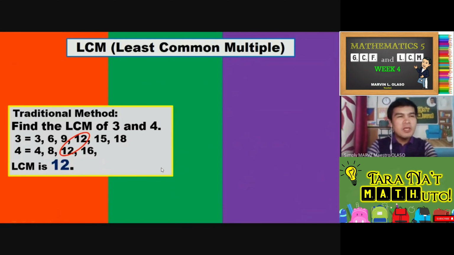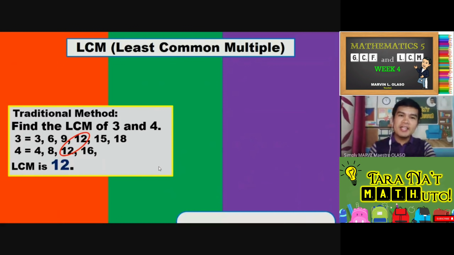What if, sir, maraming common multiples? So, from the word list, ang pipiliin nyo doon, yung pinakamababa. Hindi yung pinakamalaki. Yung pinakamababang common multiple. And that's what we have, LCM, or least common multiple. Okay yung listing kapag ganyan lang po.